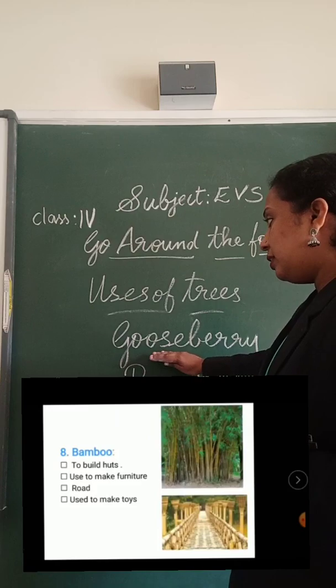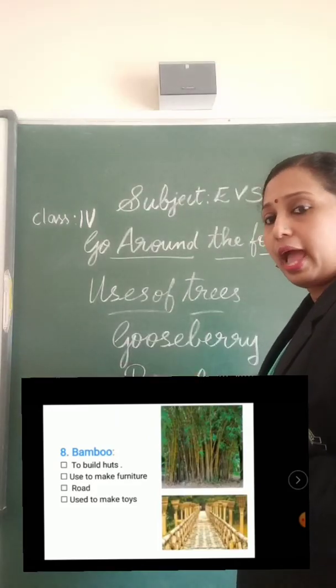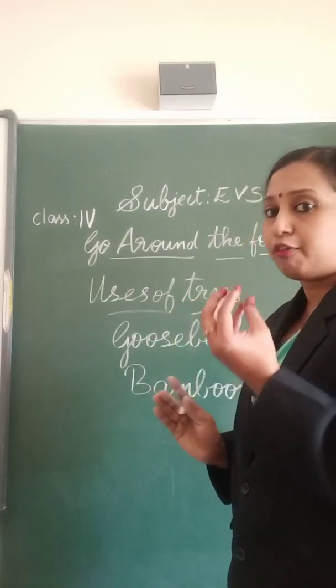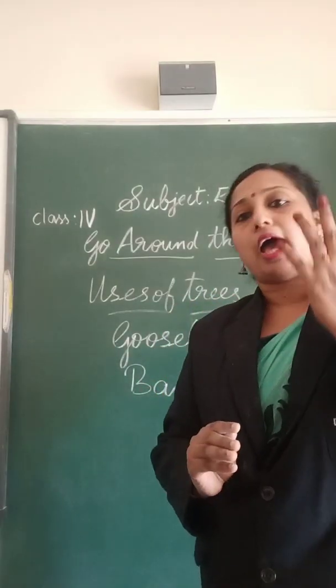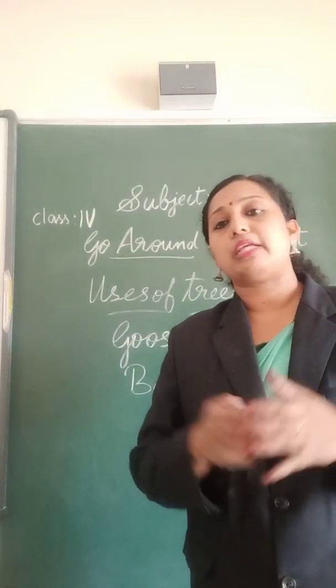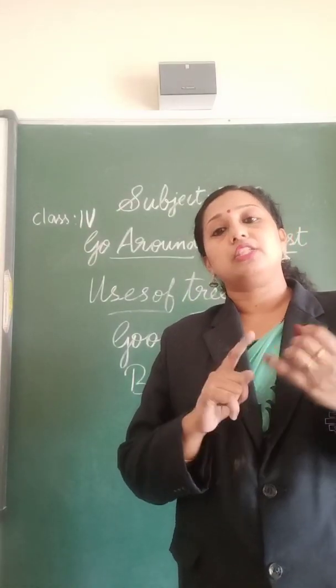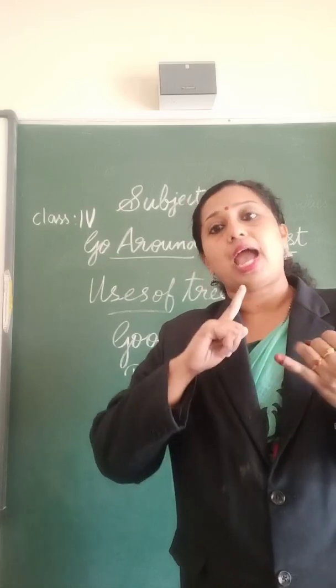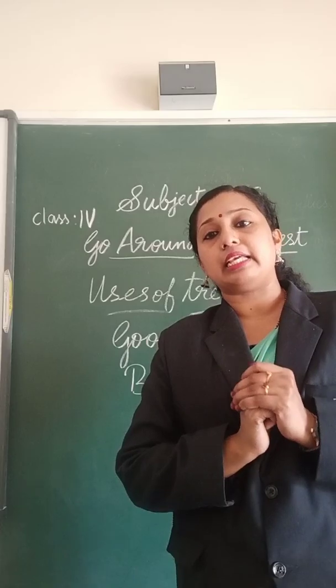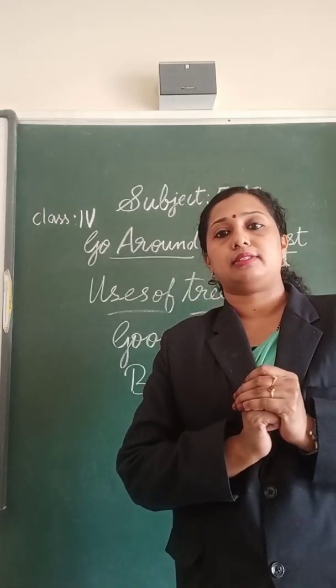Understood, children? So then the last one is the gooseberry and the bamboo. The gooseberry is also known as amla. It is a fruit and it is good for our eyesight. Then about the bamboo. Bamboo is used to make small huts, and it is also used to make furniture and toys. So this is about the uses of trees or some of the trees.